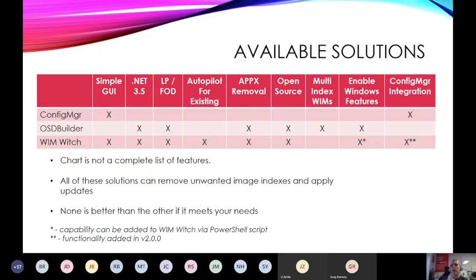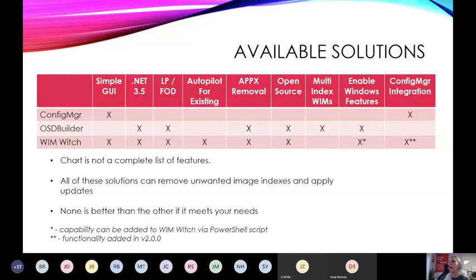But Config Manager more or less stops at updates and index removal, whereas OSD Builder and WIM Witch can handle your .NET 3.5 packages, language packs, features on demand. Currently, WIM Witch is the only one that can handle retrieving the Autopilot profile JSON file for doing Autopilot for existing devices. We'll both do Apex packages. We're both open source. You just go and download the scripts from the gallery. If you do have a need for multi-indexed WIMs, OSD Builder still has the beat on that.